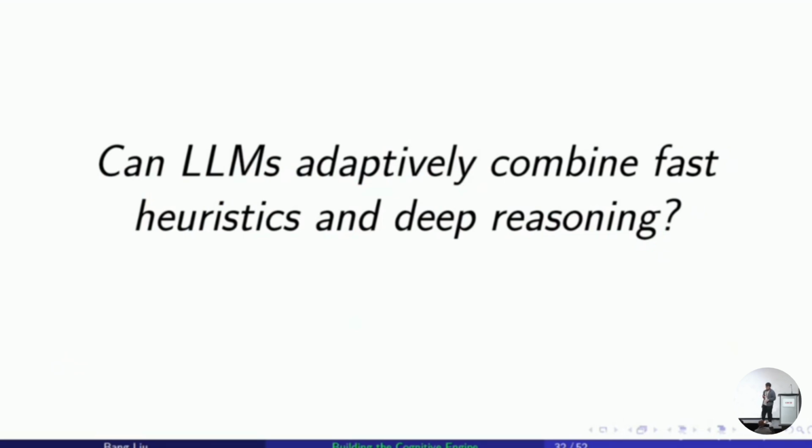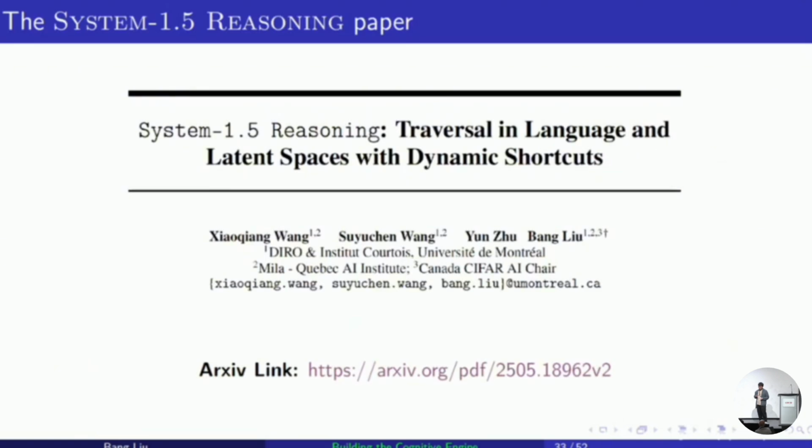The next is about the reasoning capability. So how LLMs adaptively combine fast heuristic and deep reasoning. So first, this work is called System 1.5, reasoning traversal in language and latent space with dynamic shortcut, which is also available on arXiv. So we call it System 1.5. You can imagine that it's trying to bridge the gap between System 1 and System 2, right? System 1 is a faster, intuitive way to make decisions, and System 2 is a slower, more deliberative way to think carefully and make decisions carefully, which takes longer but can solve harder tasks.